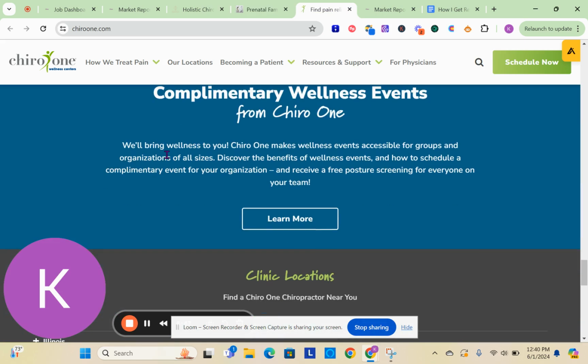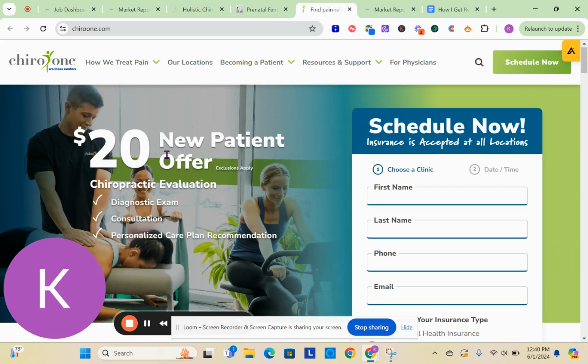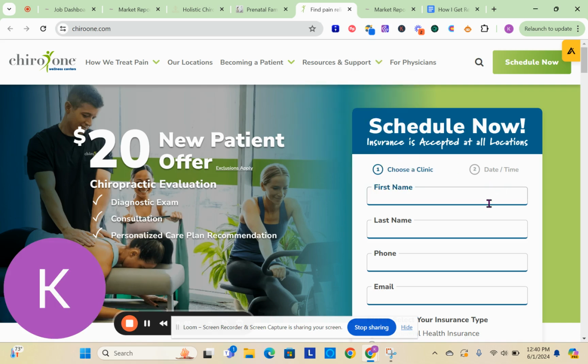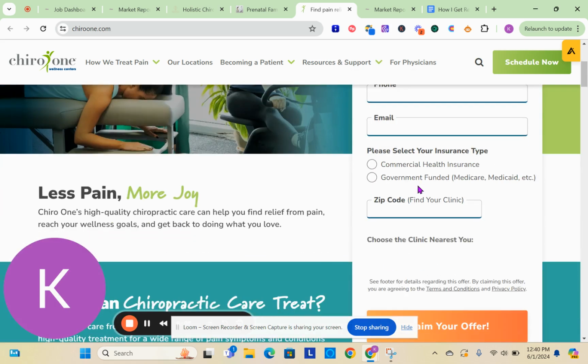One of the things you notice is this one is probably one of the better websites. Why do I say that? Because they have a new patient offer. So hopefully they're running ads about new patients as well. I didn't run a campaign for that, so I don't know. They have on their homepage immediately a schedule now.